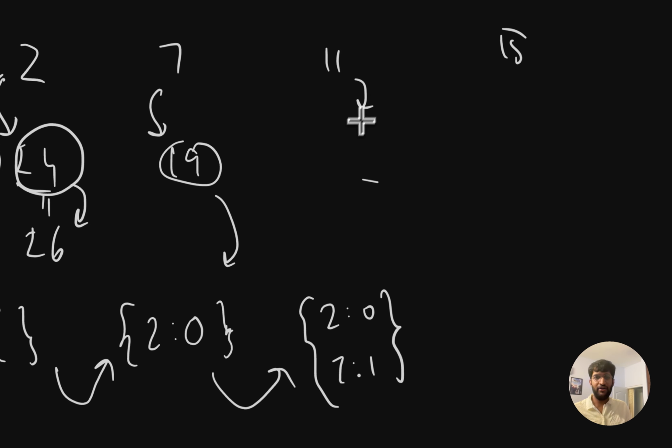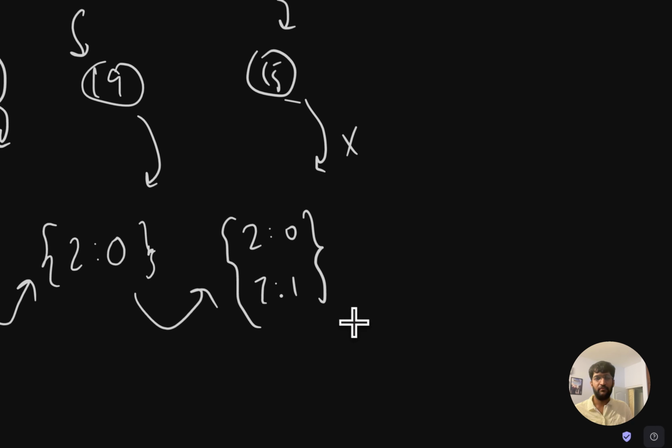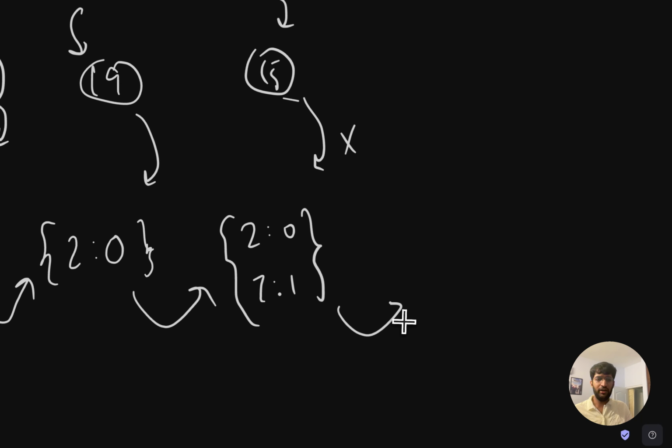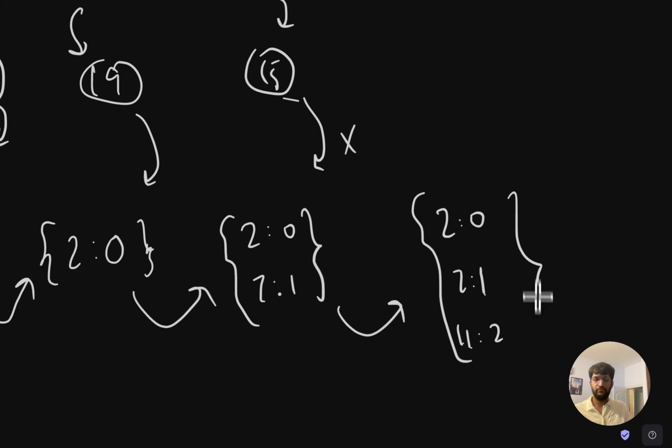Now we'll see 11. 11 requires 15. At this point though, 15 exists in our array, but does it exist in our dictionary? No, it does not. So what we'll do? We'll say, okay, sure, no worries. That's not the solution then. And I said 2:0, 7:1, and 11:2. Okay. Now what we'll do?